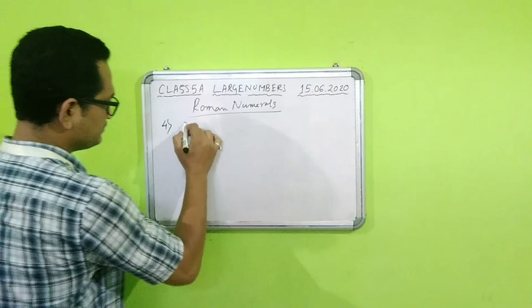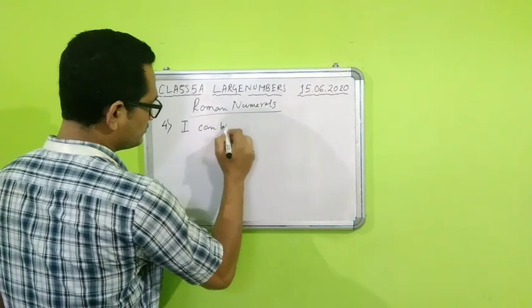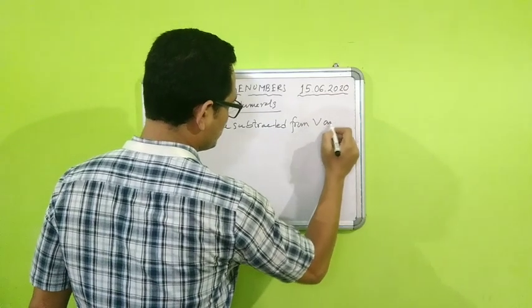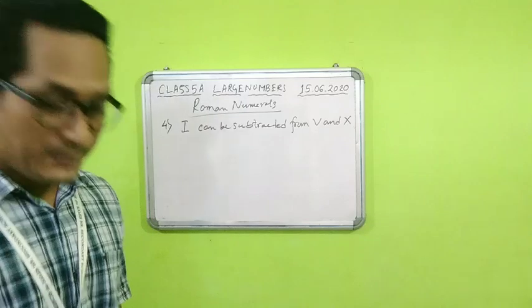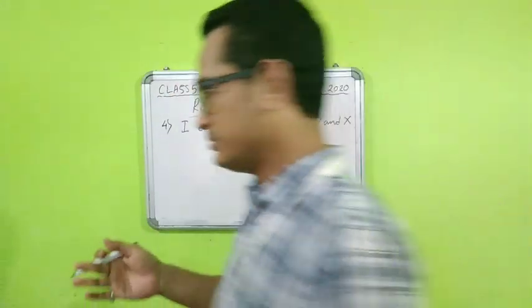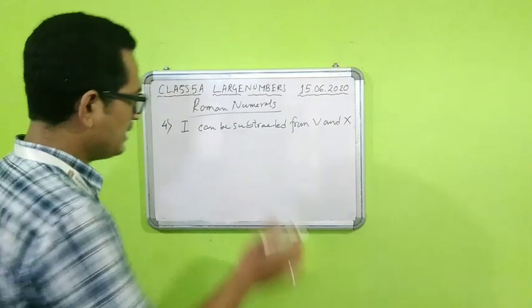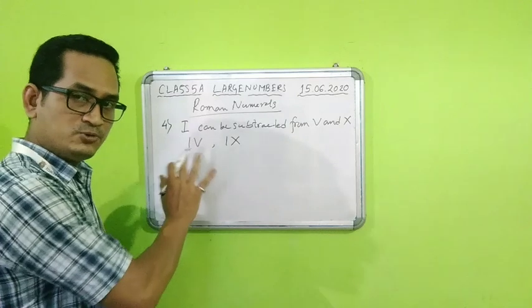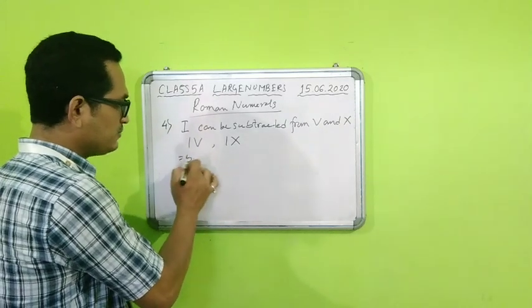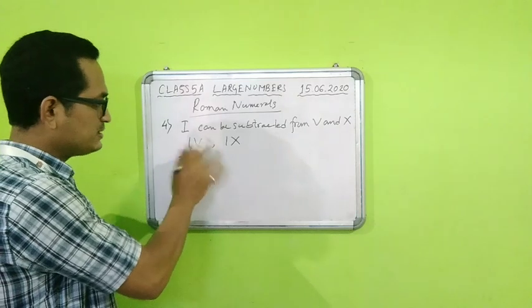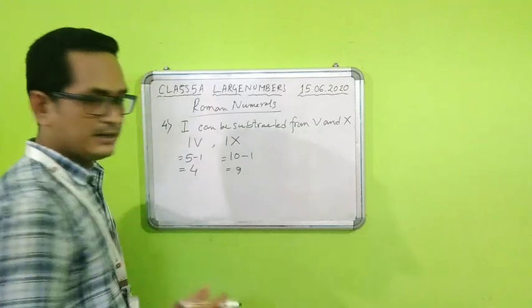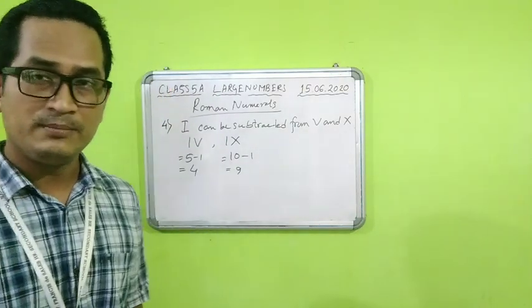I can be subtracted from V and X only. That means I can be subtracted from V and X. What is the meaning of this? They are saying this IV and IX, because in these two cases only I will be subtracted. That means 1 will be subtracted from 5, that will be 4, and as I said just now 10 minus 1, that is 9. That means I can be subtracted only from V and X.